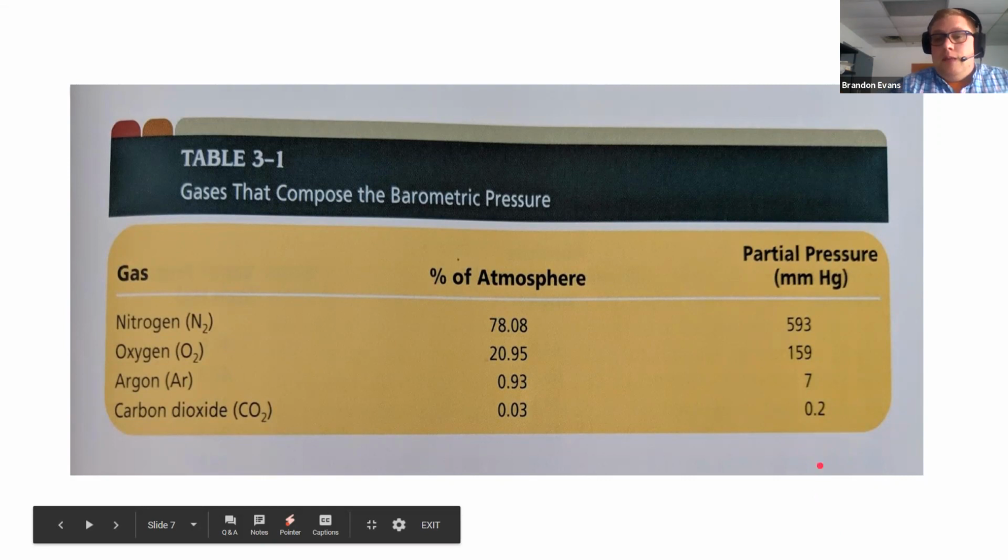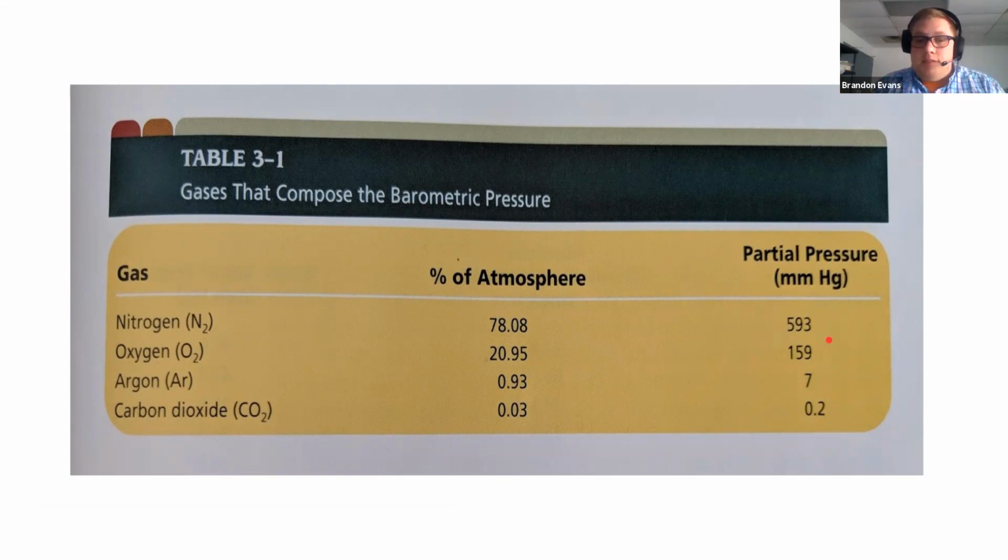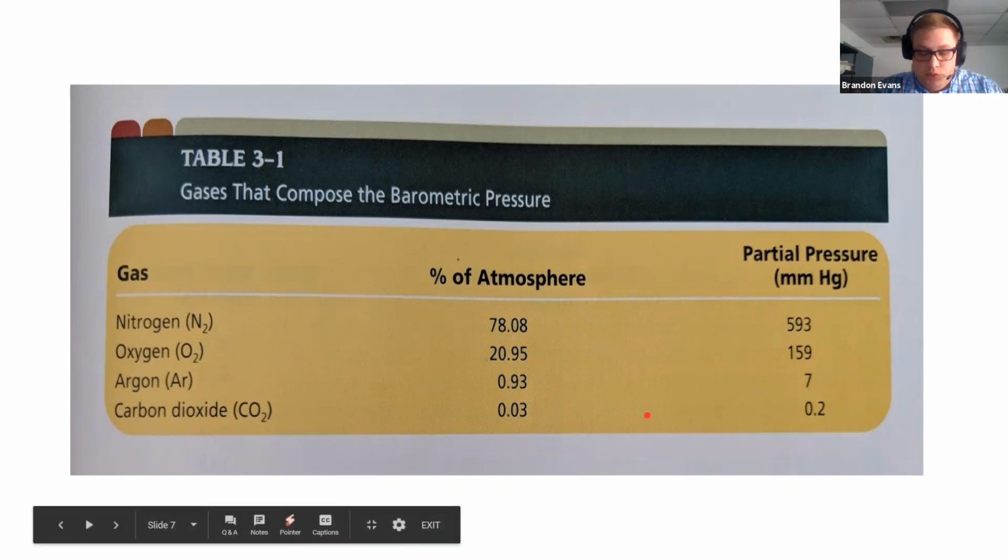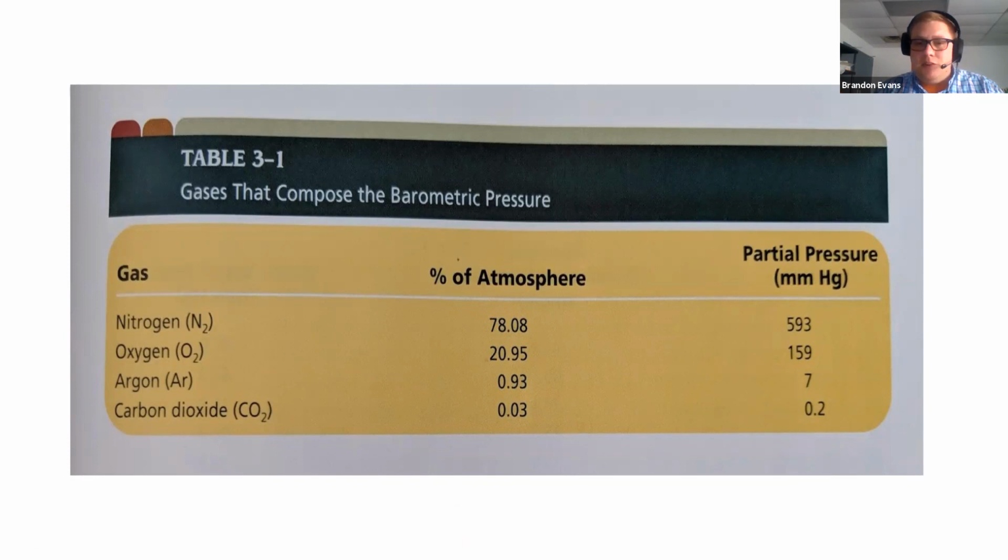Now, if we take the partial pressure of each gas, say nitrogen, and we divide that into our 760, that gives us the percent of atmosphere that we actually have of nitrogen. So nitrogen makes up about 78% of our atmosphere. Oxygen makes up about 21% of the atmosphere. So when it comes to these partial pressures and the percent of atmosphere, I asked the question, how does this apply to us as healthcare professionals?